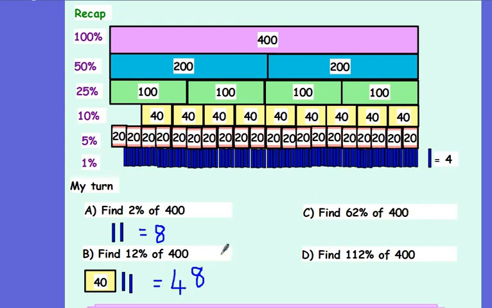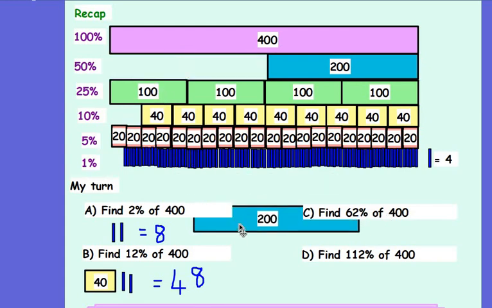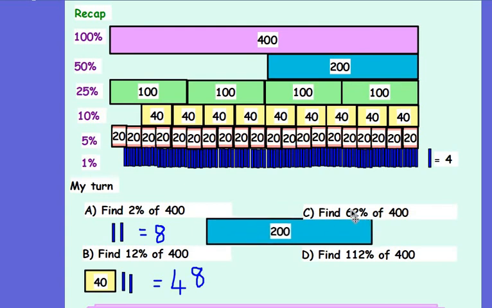Let's make 62%. I could start off with a 50%, then add on another 10%, that would give me 60%, then add on 2 little ones, and adding that together I've got 240, 4 plus 4 is 8, 248. Let's do a challenging one.